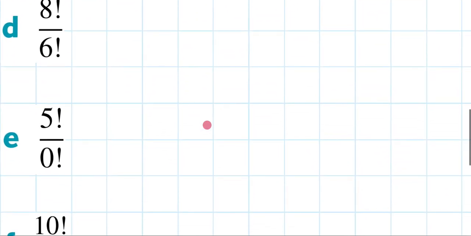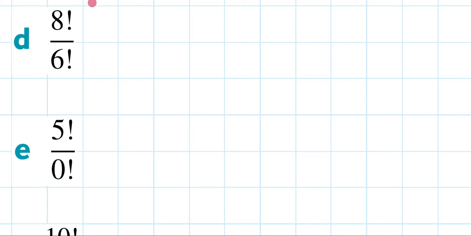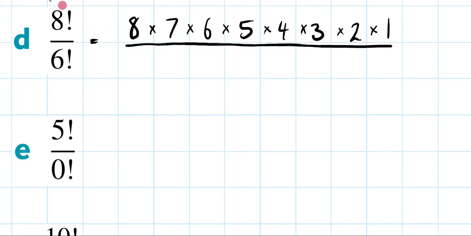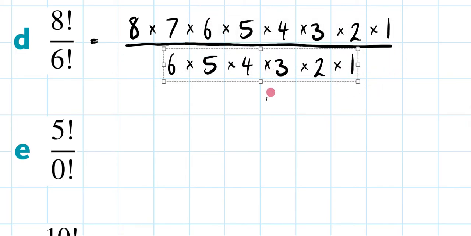All right, let's come down here. We have 8 factorial over 6 factorial. So it's going to be 8 times 7 times 6 times 5 times 4 times 3 times 2 times 1. And I'm going to divide that by 6 factorial. And again, I am going to cheat. I'm going to take that, because that is 6 factorial. I'm going to put that down here.